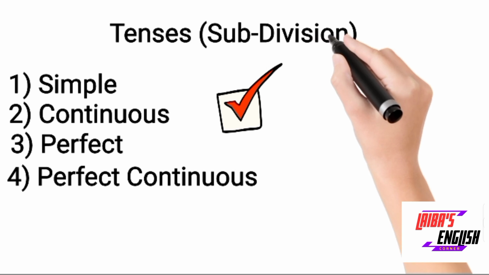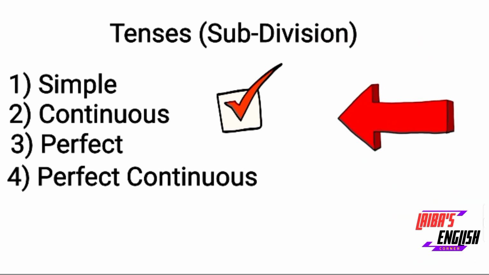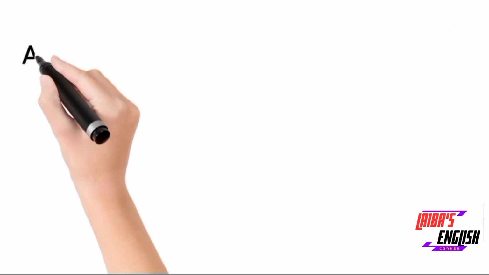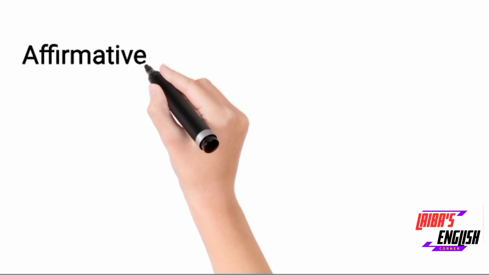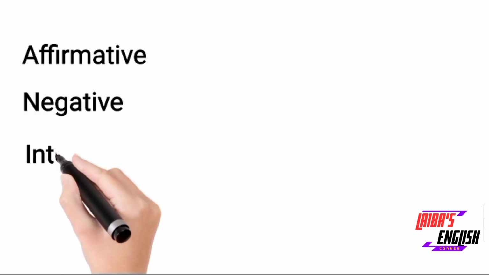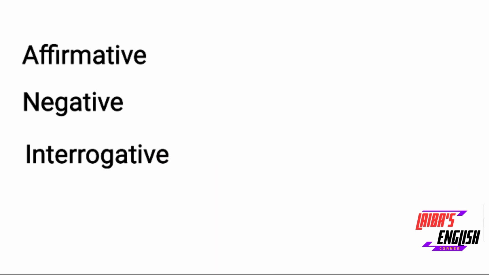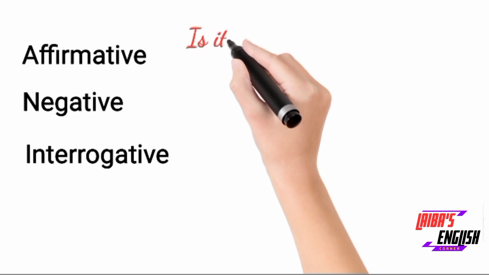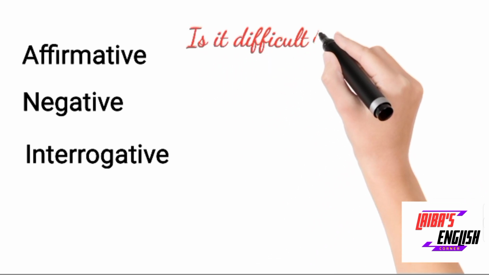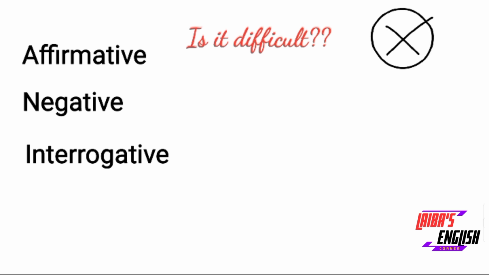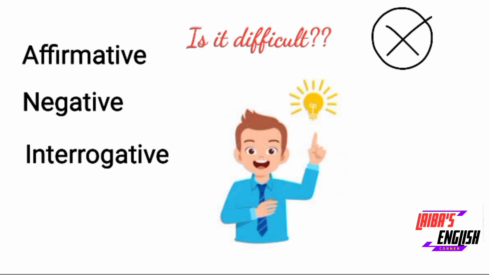Now these four types are further divided into something. What is that? We have already seen the names: affirmative, negative and interrogative. What is affirmative tense? What is negative and what is interrogative? We will discuss them in detail. We have explored all the different types of tense. Tense has subdivisions and each subdivision is further divided into three. Is it difficult? No, it is so easy and simple. Now we will start with our basic video from present tense till the future tense.